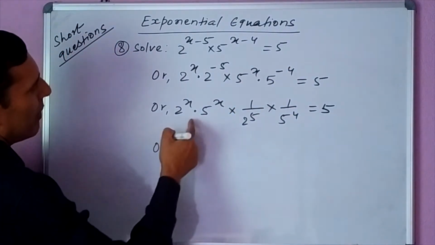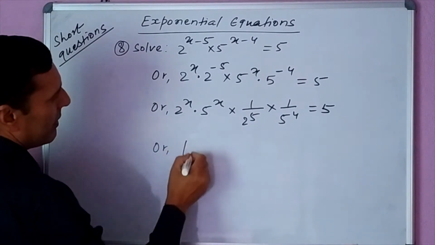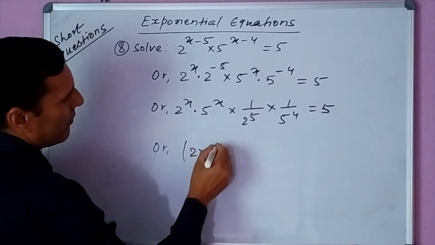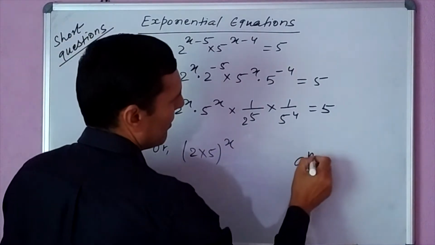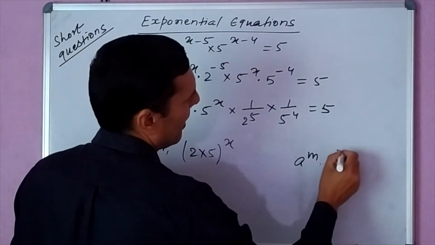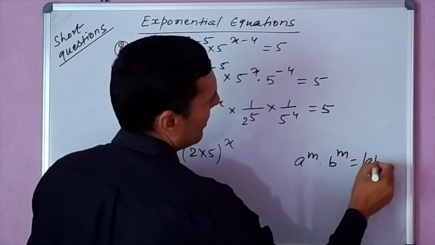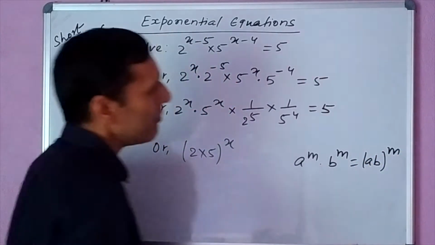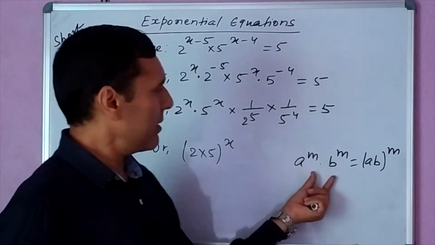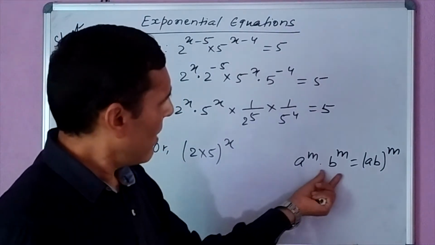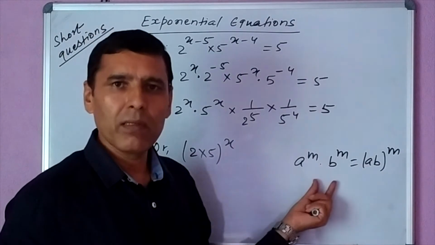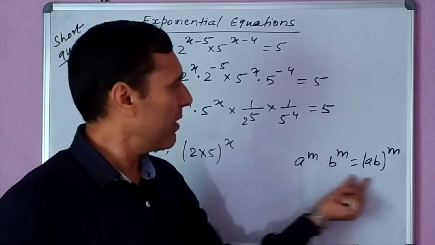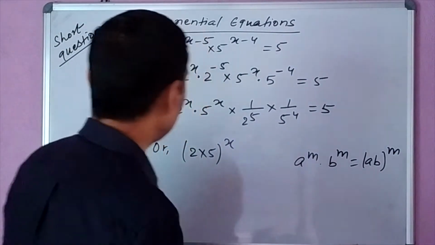This 2 to the power x into 5 to the power x can be written as 2 into 5 to the power x. Because if we have a to the power m into b to the power m, we can write a into b to the power m. If different bases have the same power in multiplication form, we can raise the common power to the product of the bases, a b to the power m.